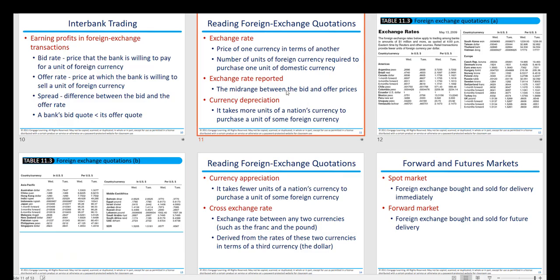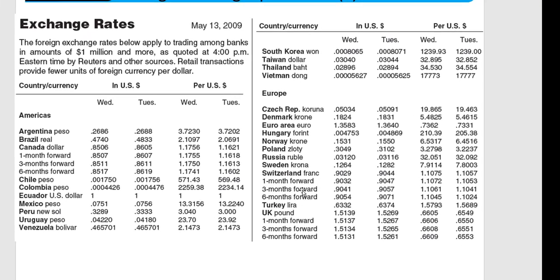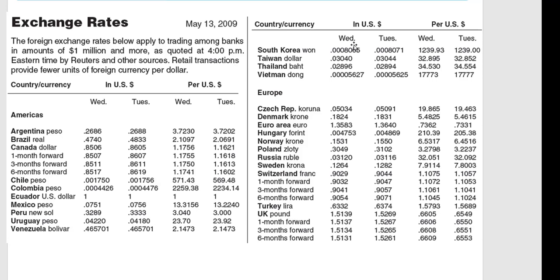Now, when it is reported in the media, they typically do not post the bid and offer rates. What they do is report the mid-range between those two rates. So for example, we have here data that was published by the Wall Street Journal on March 13, 2009. And in those days, let's find here, for example, the British pound. You have data for Wednesday and data for Tuesday.